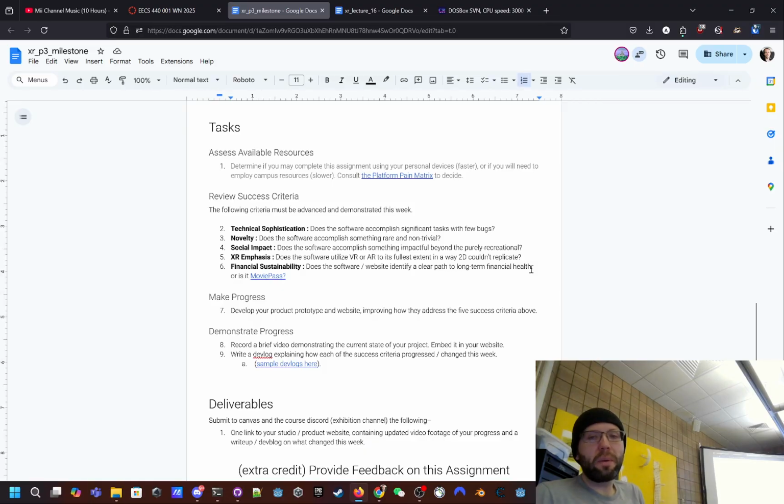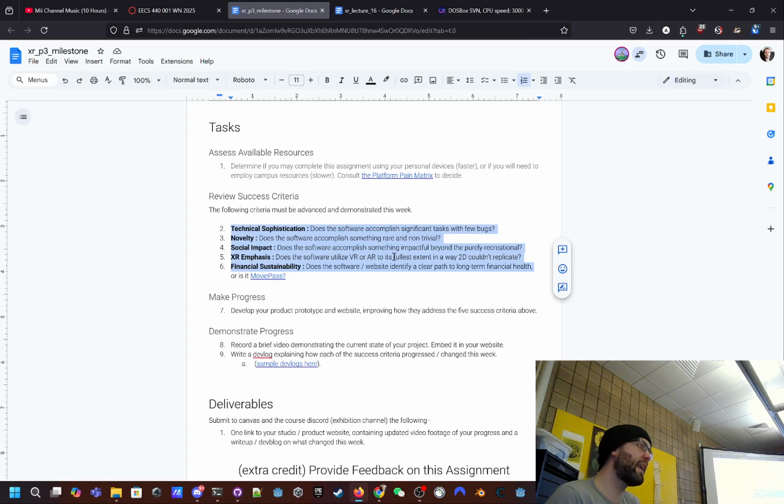You will be thinking about these 5 different criteria: technical sophistication, novelty, social impact, XR emphasis, and financial sustainability. The same criteria that we've been critiquing pretty much every lecture in our XR startups. With technical sophistication, we want to see that you are being somewhat ambitious. You're getting into Unity or Unreal, and you are making something that is substantial. It has interesting features. You are trying to do something with some novelty as well.